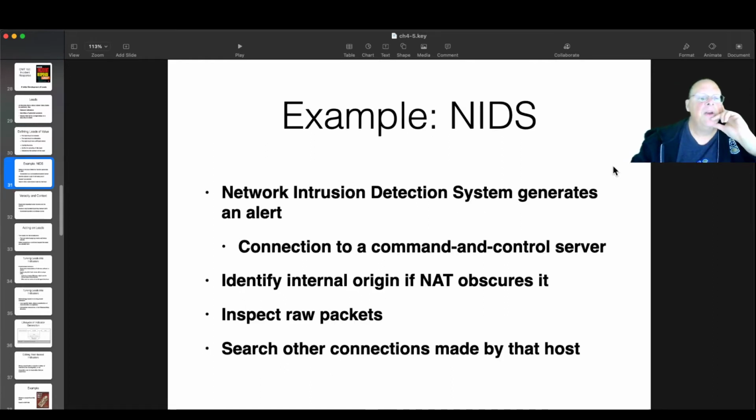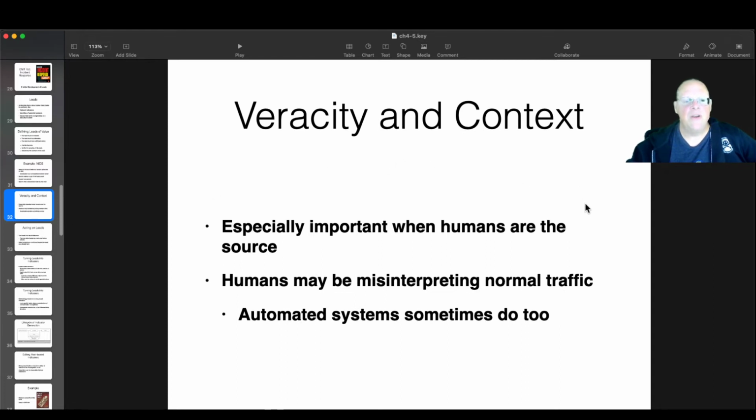So for example, if your network intrusion detection system gives you an alert saying we saw a connection to a known malicious website, then you find the internal IP address and look at the raw packets if you can find them, look at other traffic from that host and see, well, now I've got a clue. Maybe this machine right here is infected or compromised in some way. So investigating that machine would be the next step to find more information. If humans report something, then you should be suspicious.